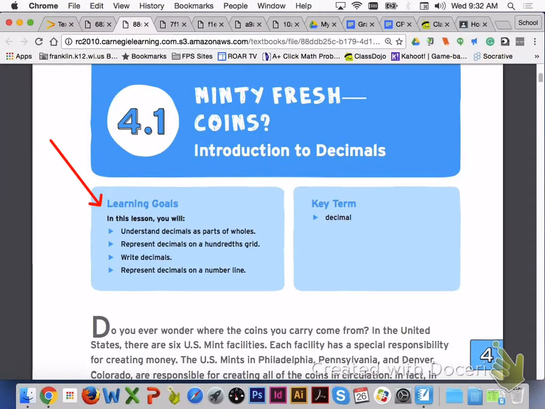Hi class, in lesson 4.1 you will be introduced to decimals. Learning targets for today: you will understand decimals as parts of wholes, represent decimals on a hundredths grid, write decimals, and represent decimals on a number line. Key term for lesson 4.1 is decimal.